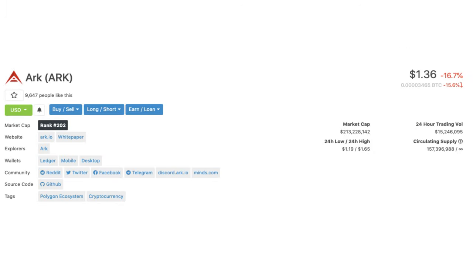How has ARK performed on the market? ARK is currently the 202nd ranked cryptocurrency, with a market cap of over $200 million. It has a current circulating supply of over 157 million coins and has an infinite maximum supply of coins.